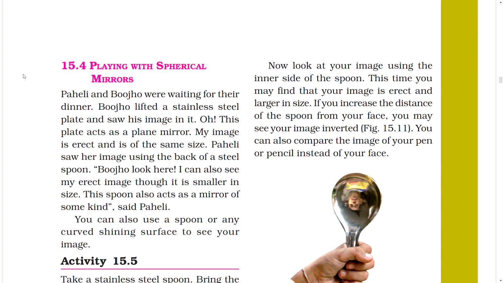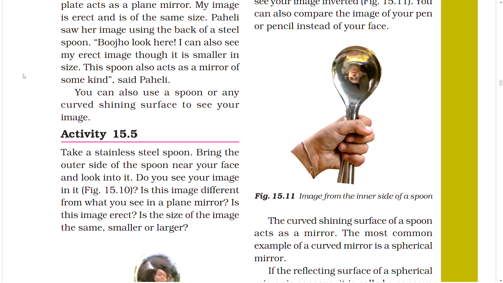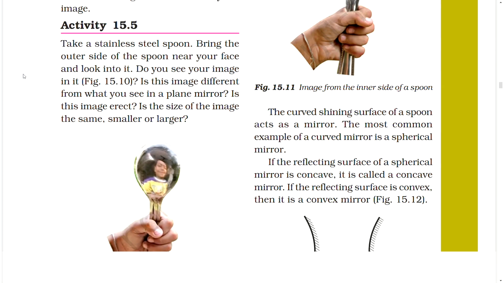Now look at your image using the inner side of the spoon. This time you may find that your image is erect and larger in size. If you increase the distance of the spoon from your face, you may see your image inverted. Figure. You can also compare the image of your pen or pencil instead of your face. Figure. Image from the inner side of a spoon.